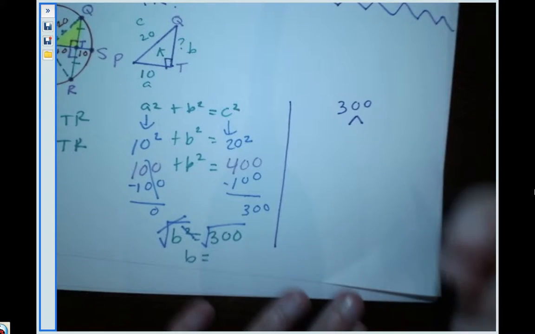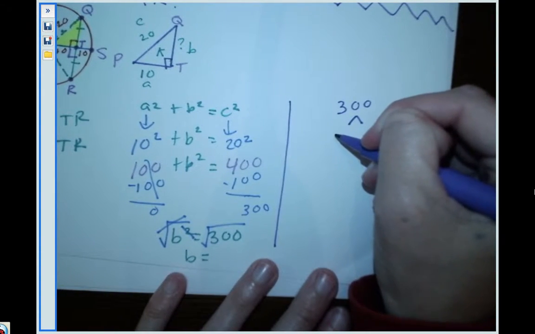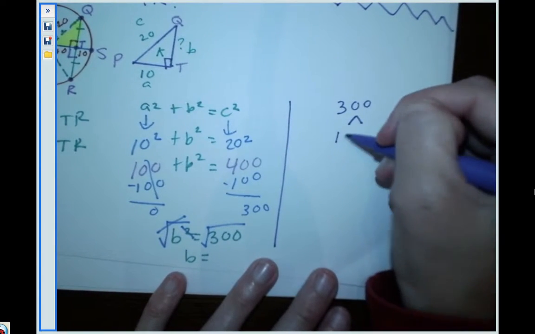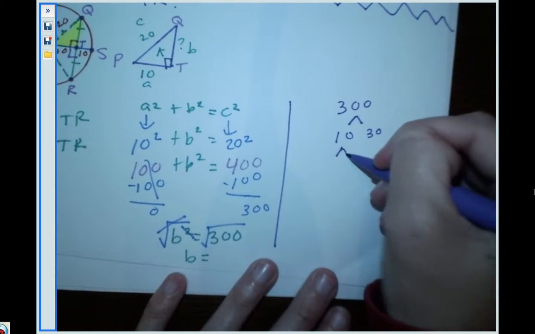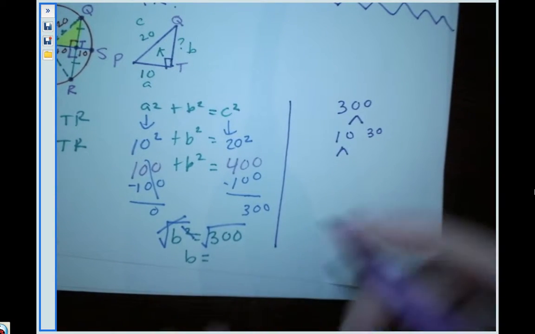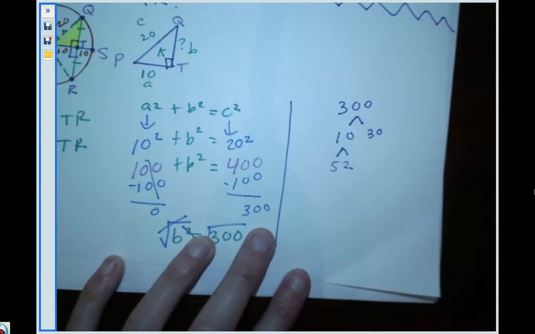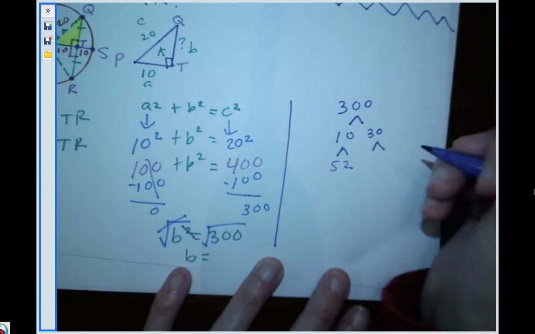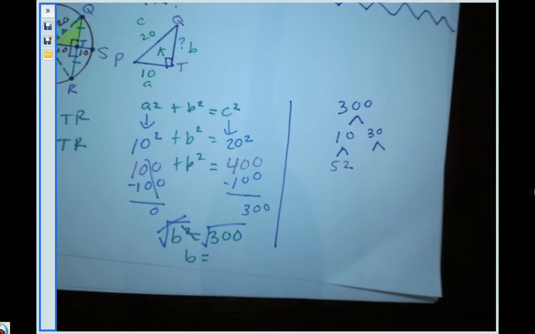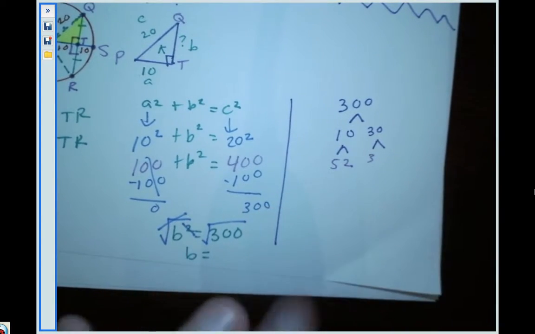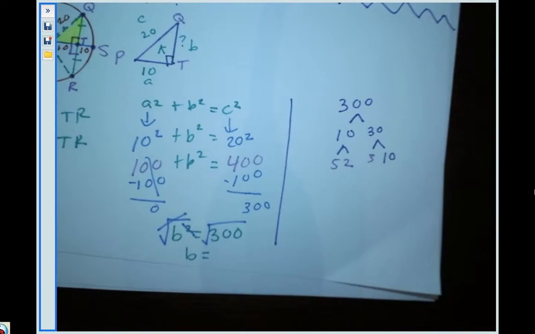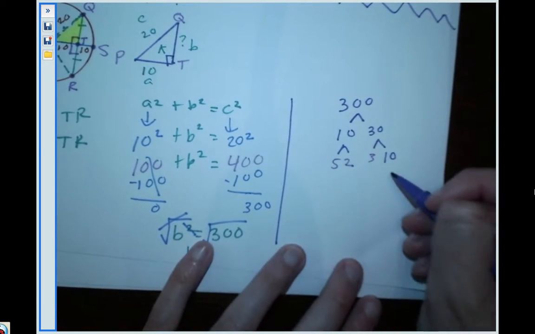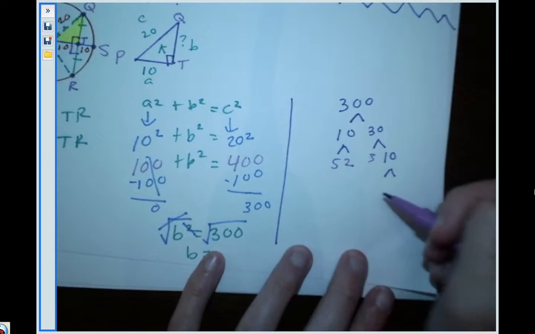All right, so 300 breaks down into, let's see here, 10 and 30. Why not? 10 will break down into 5 and 2. And 30 will break down into 3 and 10. And 10 will break down into 5 and 2.